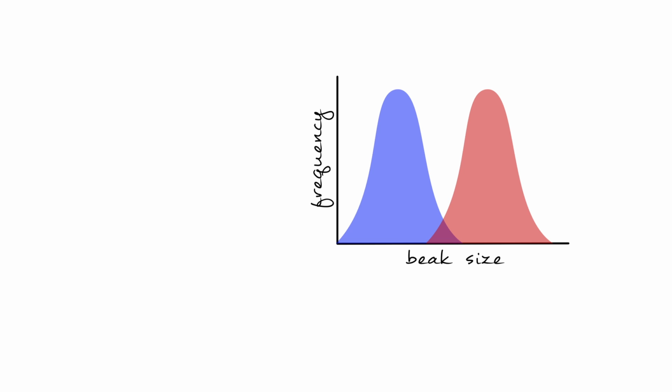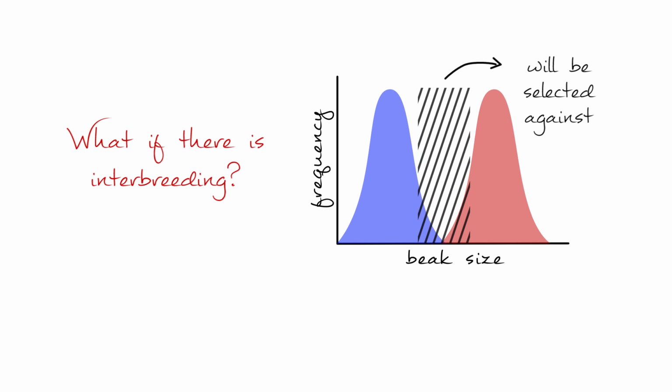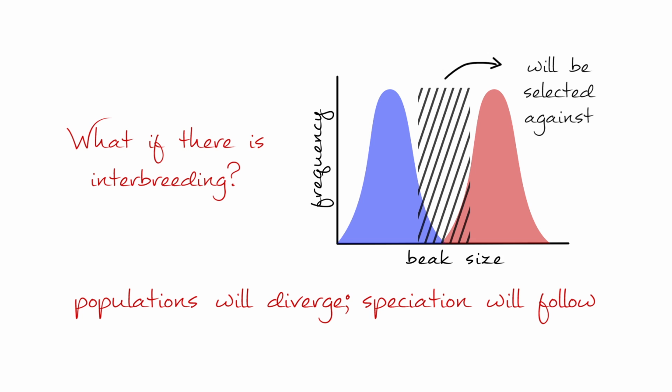Let's get back to our original question. What happens to birds that don't mate with their own kind? If large and small beaked birds interbreed, their hybrid offspring will have medium-sized beaks. As we've seen, these will be selected against. This means that parents who interbreed will also have lower fitness. Over time, the 2 populations will diverge and speciation will follow.